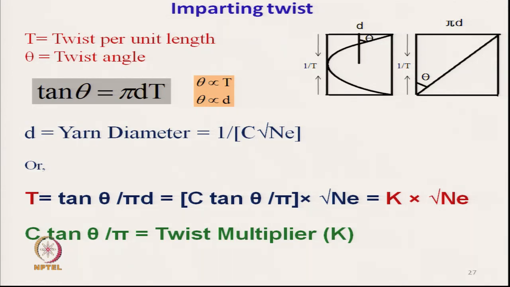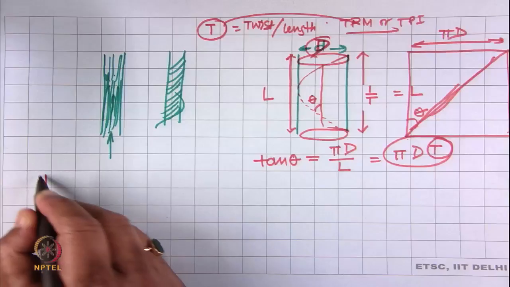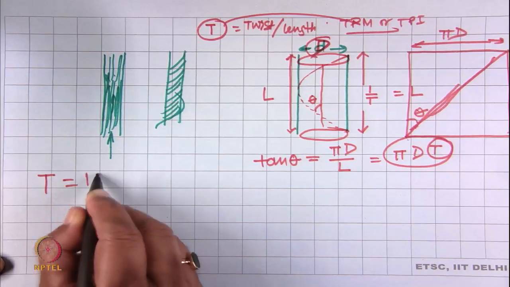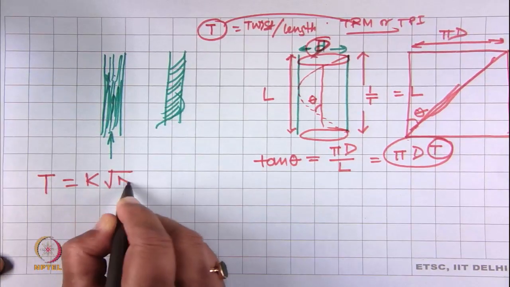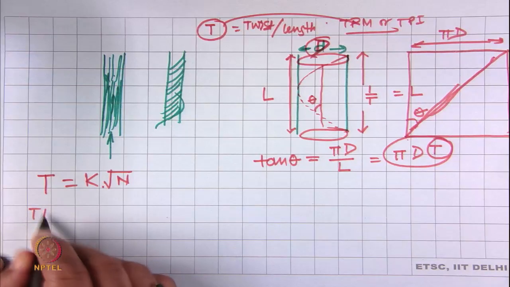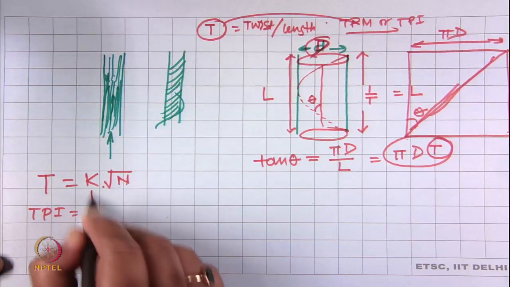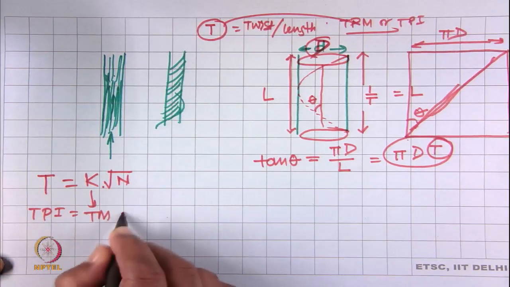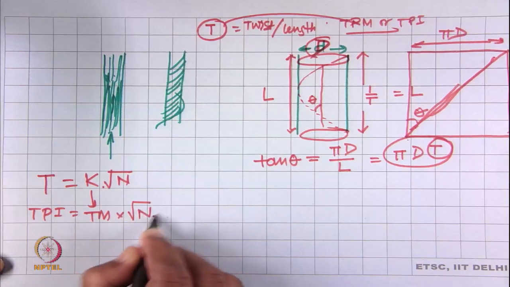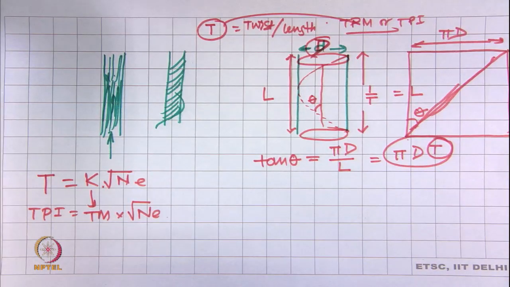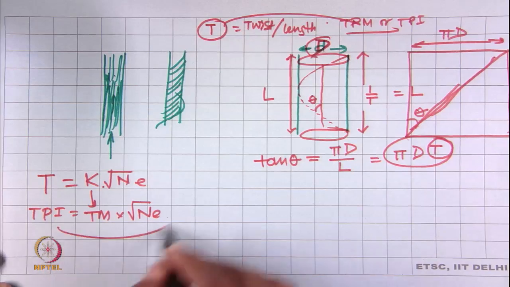Now, the implication of twist multiplier. What we have seen, T equal to k under root n, that means TPI equal to k, which is nothing but twist multiplier under root n, English count. This is the indirect system of measurement.